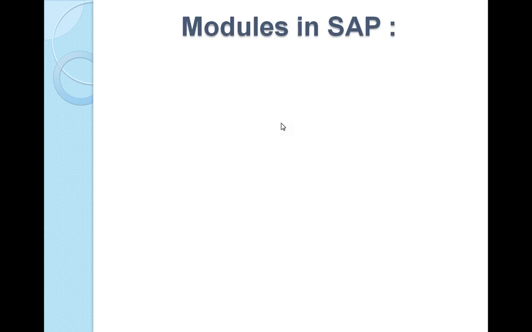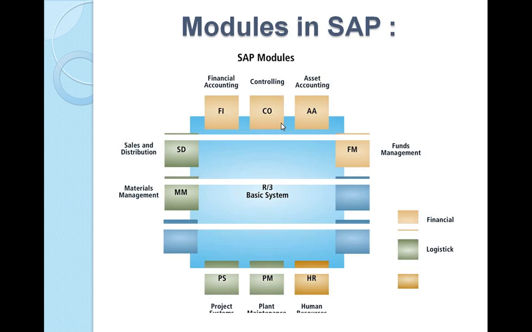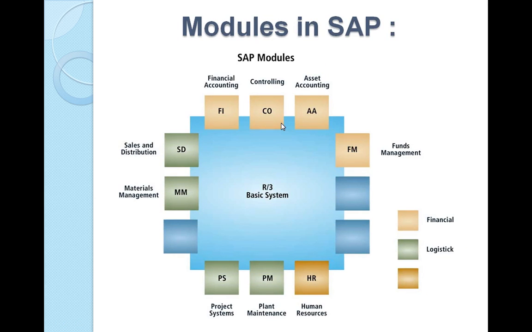So what modules are available in SAP? There are different modules available in SAP for different operations. FI, CO, AA, SD, MM, all these are different modules for your various needs. FI stands for financial, CO stands for controlling, SD stands for sales and distribution, MM stands for material management. There are roughly 24 modules available in SAP for your different business needs.